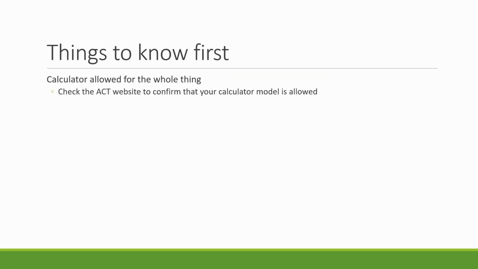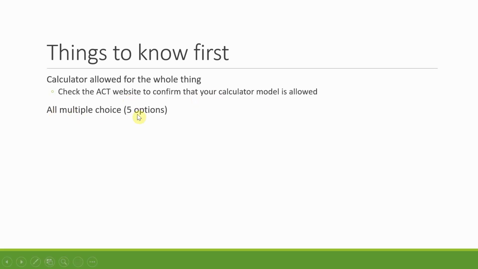First of all, you're allowed to use a calculator for the whole thing. There is no non-calculator section like there is in the SAT. For the ACT, you will always have your calculator for the math. Just double check on the ACT's website that your calculator model is allowed. Certain ones, especially the newest with a lot of extra features, might not be allowed, but otherwise, as long as yours is allowed, you're fine to use whatever you want. Again, check the website. It'll tell you what's allowed and what's not.